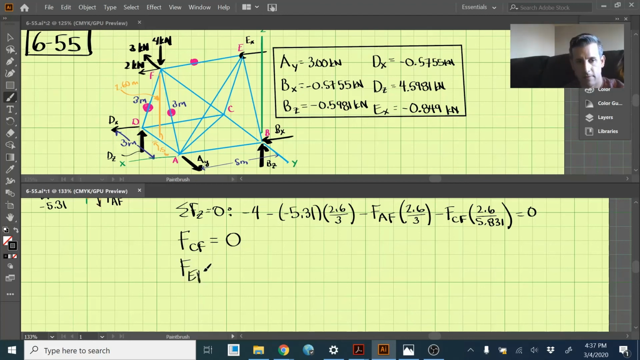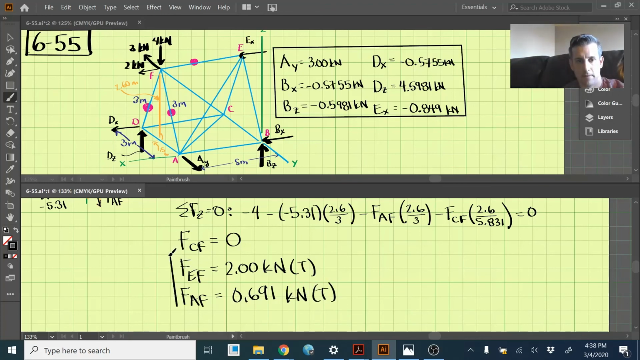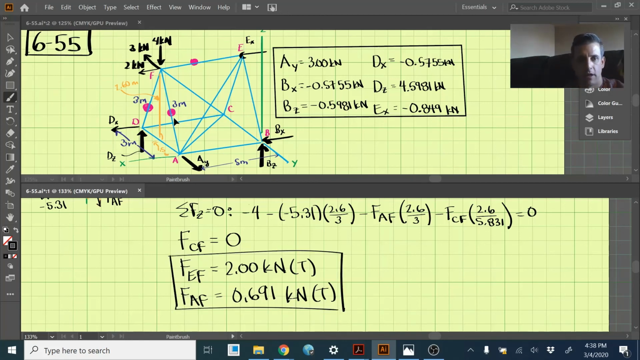FEF comes out to be positive 2.00 kilonewtons, and that is in tension. And FAF is a positive 0.691 kilonewtons, and that is in tension. There we go. So we have now solved for all 3 of these members, and that is problem 655.